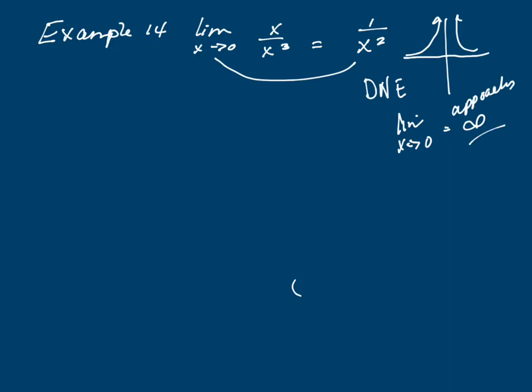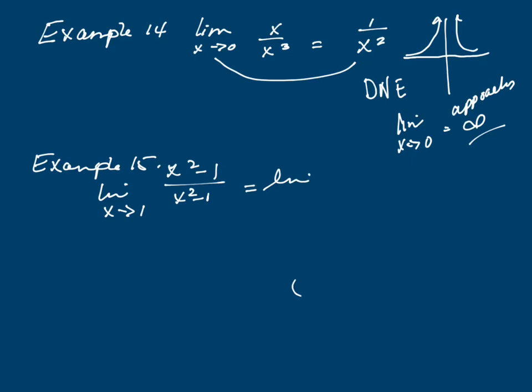Okay. All right, example 15 says the limit as x approaches 1 of x squared minus 1 over x squared minus 1. Well, that's just the limit as x goes to 1 of 1, which equals 1. All right.